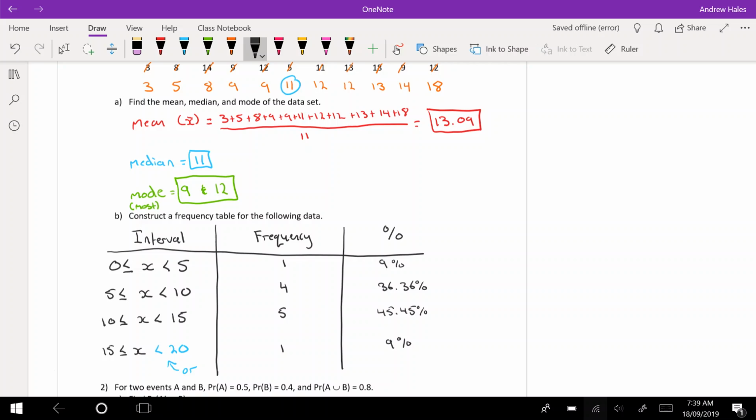And I did that just by dividing this number in the frequency by the total number that I have, and my total number is 11, which we should know because we knew there were 11 data points in our first question.